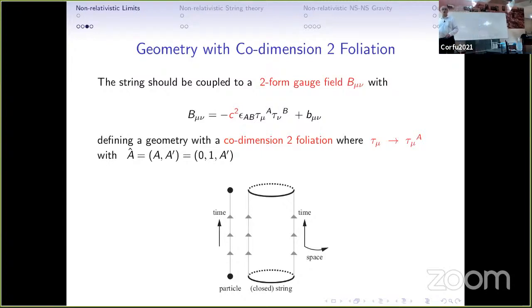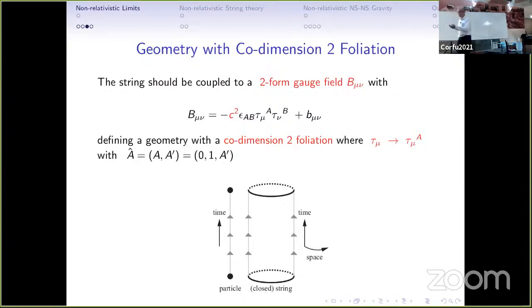If you ask yourself, can you couple Newtonian gravity to, let's say, a real life string, like a cosmic string? The answer is no, because the Newton potential is hidden in a vector, and the vector can't couple to the cosmic string. In the codimension two foliation, the Newton potential is hidden in the two form, and you can couple the two form to the cosmic string.